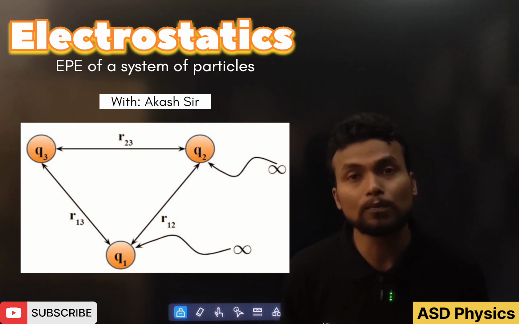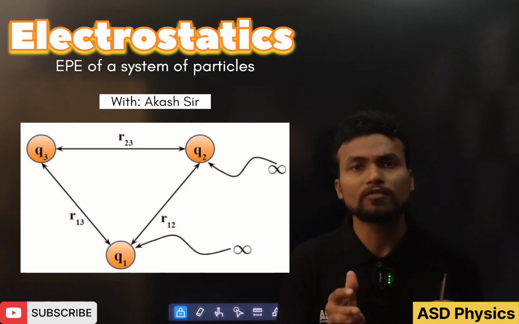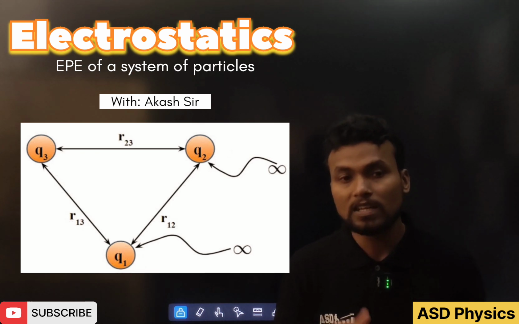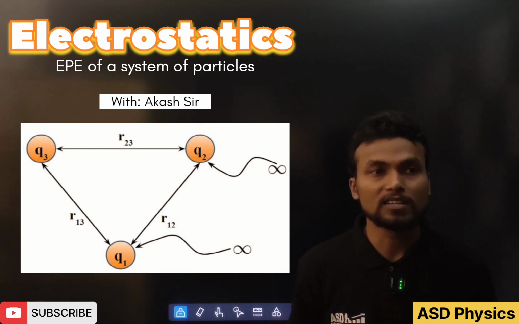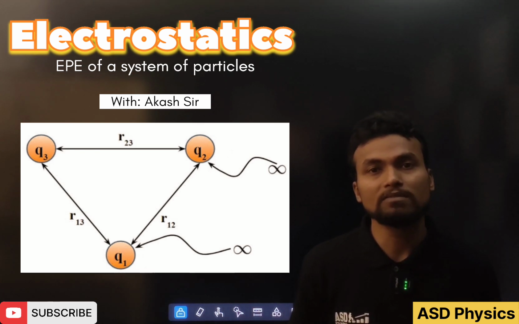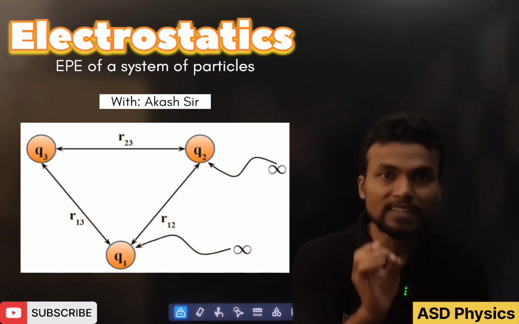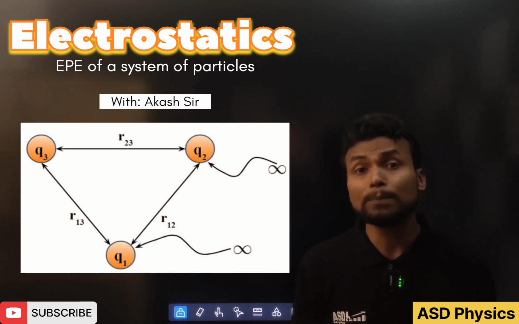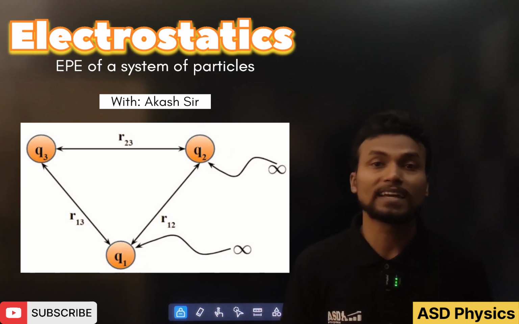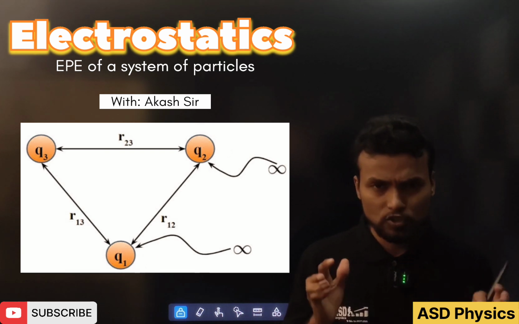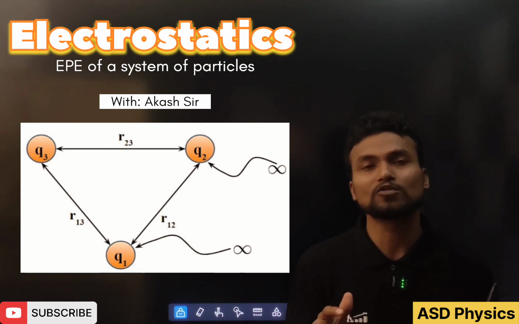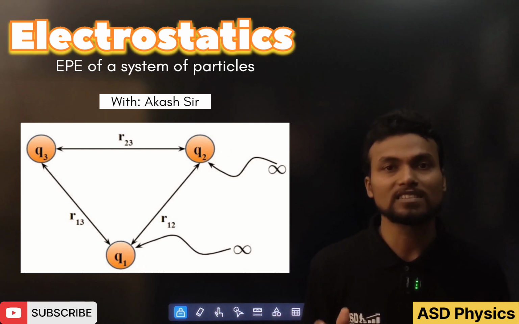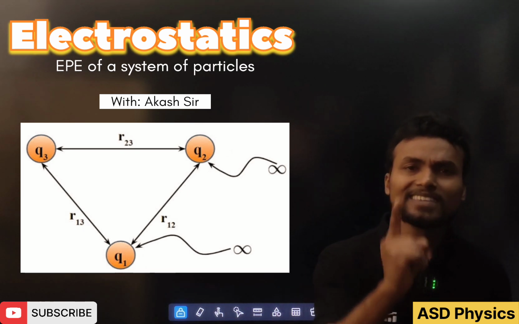In which situation will it be positive? Whenever electrostatic forces are repulsive, that time EPE will be positive. And whenever the electrostatic forces are attractive, that time EPE will be negative. That's why, at the end, I want to tell you GPE will always be negative, but EPE can be positive also and can be negative also. Okay, so after knowing all these basics, we are going to learn everything in detail. So let's start the video and learn all these basic things in a very detailed manner.